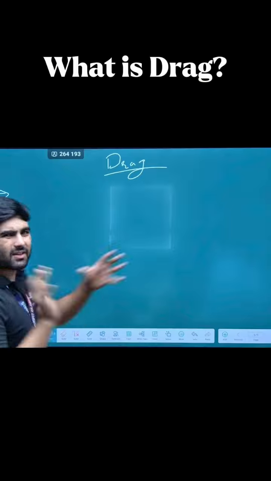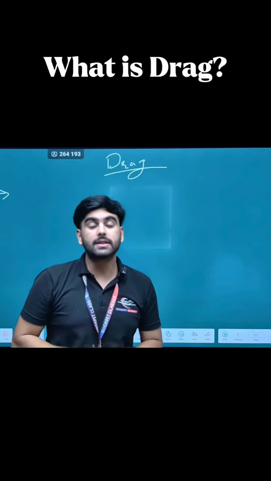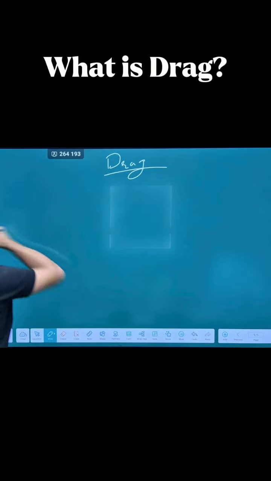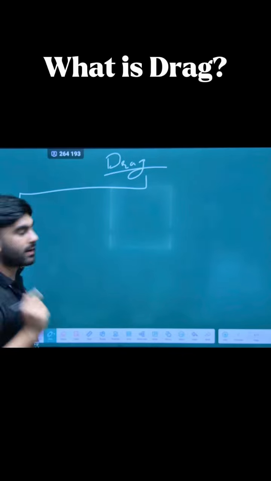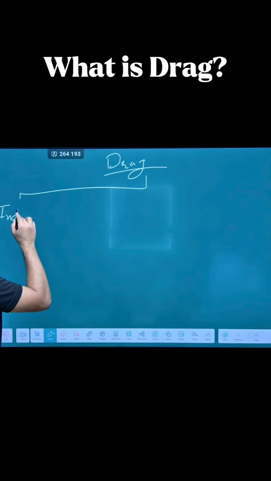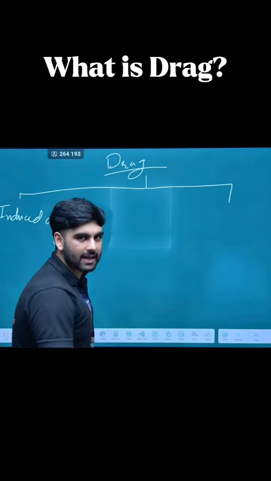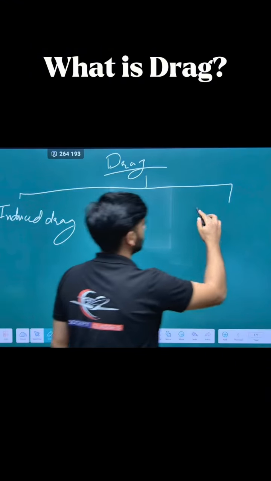So now, keeping the definition aside, I will tell you some important types of drag. Basically there are majorly two types of drag. One is induced drag and one is parasite drag. Induced drag and parasite drag.